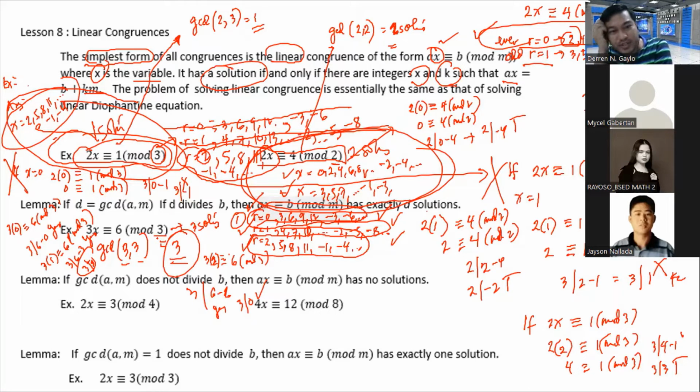Any question on this? Is it clear? So you can already identify how many solutions there are in a linear congruence by just making use of the greatest common divisor. Okay. No questions on this.